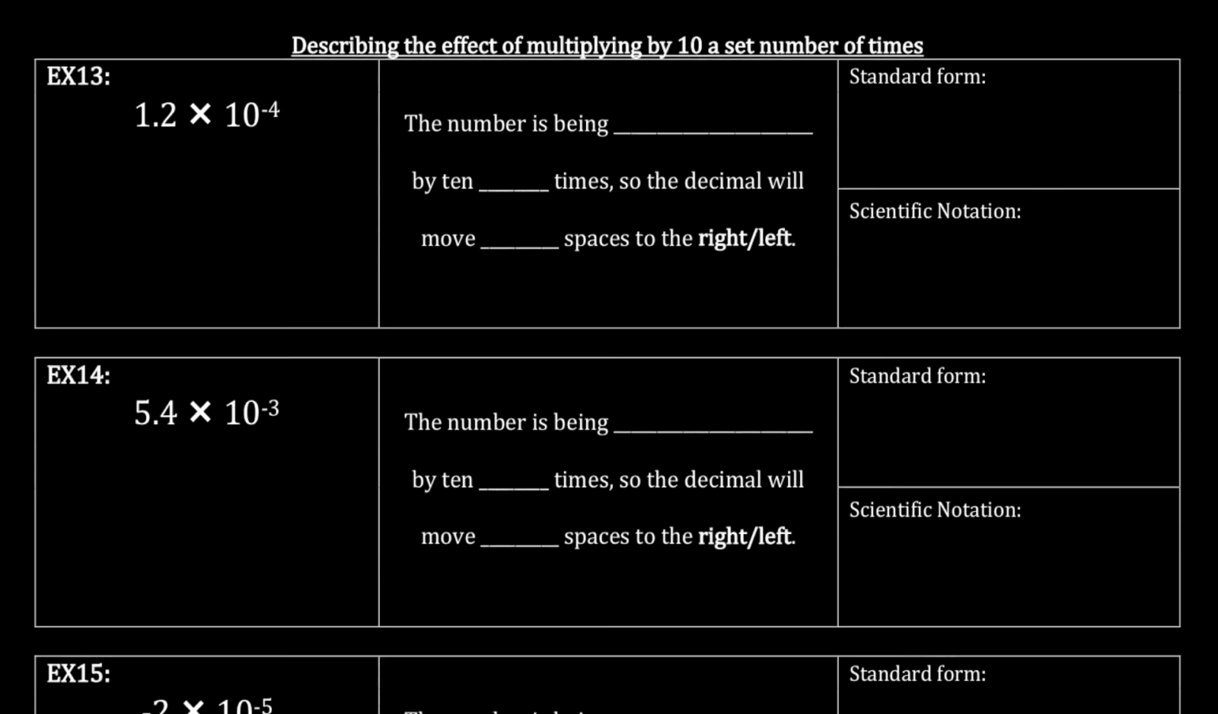Okay, so let's do some examples here. 1 and 2/10 times 10 to the negative fourth. So the number is no longer being multiplied, it's being divided. It's being divided by 10 four times. So the decimal is going to move 4 spaces to the left. We're dividing by 10, so it goes to the left. So I'm going to write that here. This is where it was, and then we go 1, 2, 3, 4 spaces to the left.